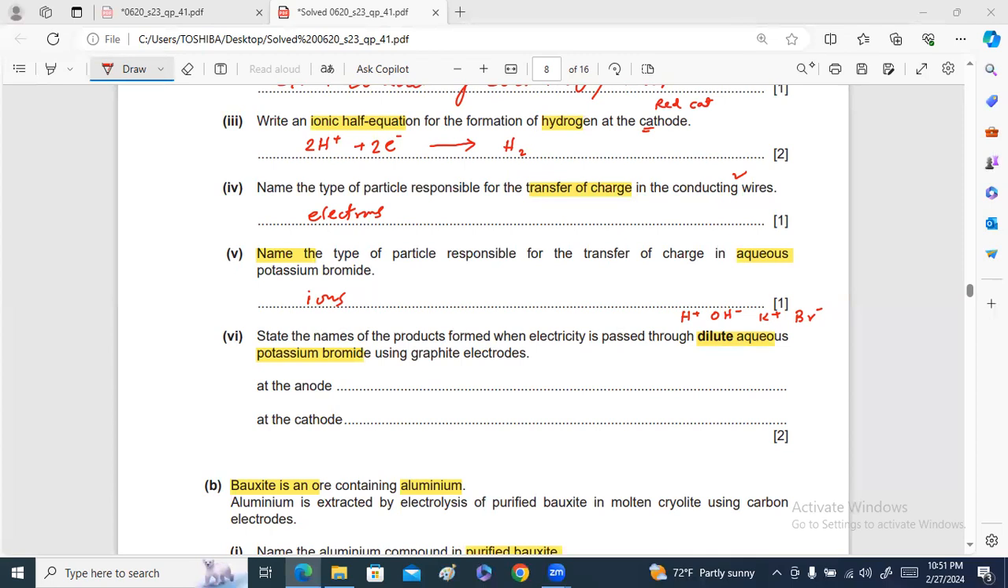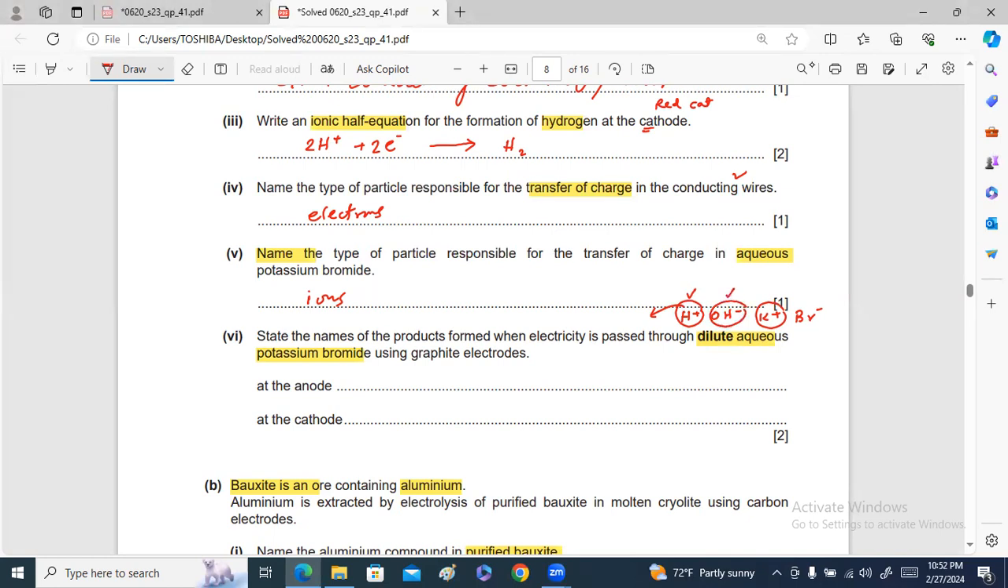Aqueous dilute potassium bromide. It has four types of ion: H positive, OH negative, K positive, and Br negative. Both the cations will start moving towards the cathode, and H positive ion is below potassium in the electrochemical series of ions, so that's why H positive ions are reduced. So OH negative and Br negative, OH negative ions are oxidized.